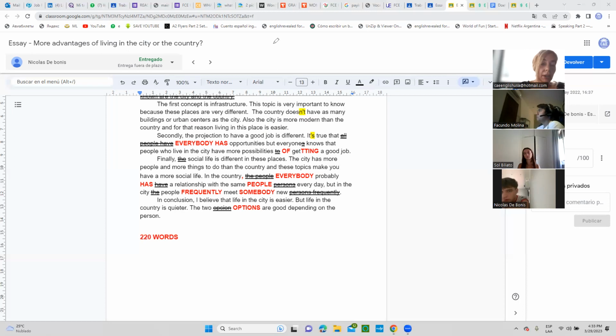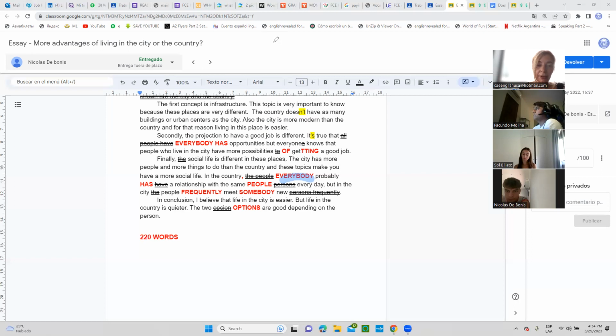In the country, comma, the people. Why "the people"? Because you have already used "people" a lot. You used it here, people. Now you put people again. Then you put persons, then you put people. Okay. So as not to repeat that many, I put everybody. In the country, comma, everybody probably has a relationship with the same people every day.